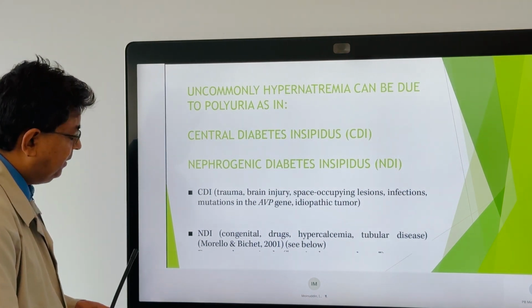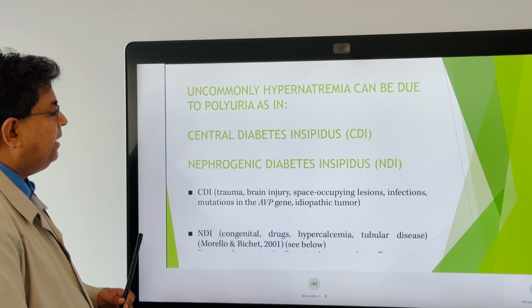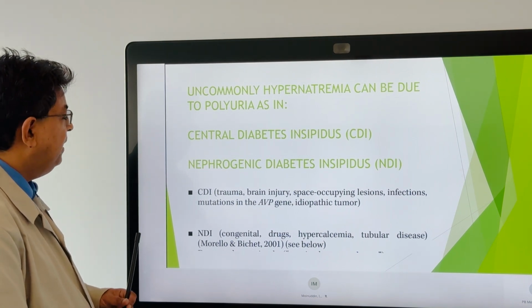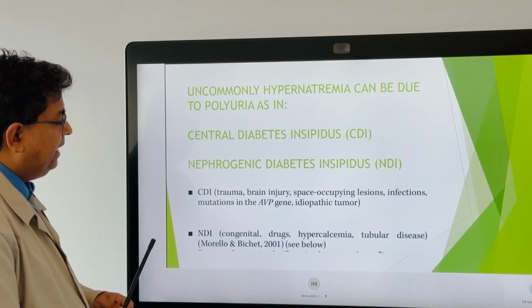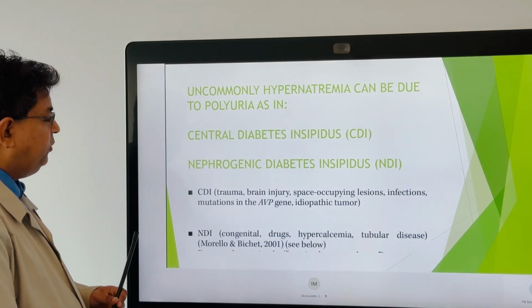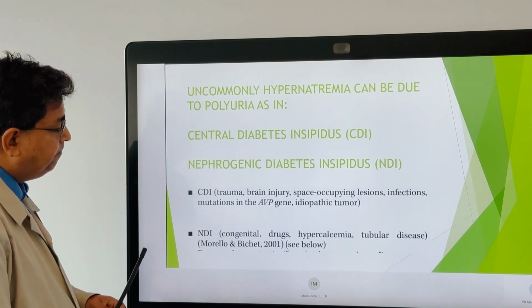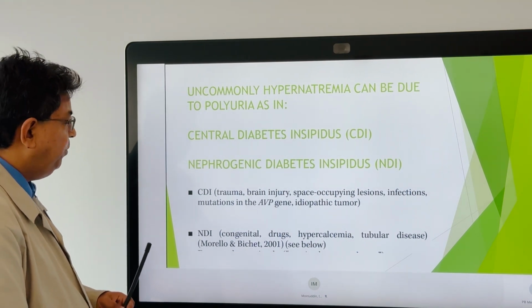Central diabetes insipidus occurs in the setting of trauma, brain injury, space-occupying lesions, infections, mutations in the AVP gene, and idiopathic causes or tumor. Nephrogenic diabetes insipidus can be congenital, can occur in the setting of some drugs such as lithium, hypercalcemia, and tubular disease.